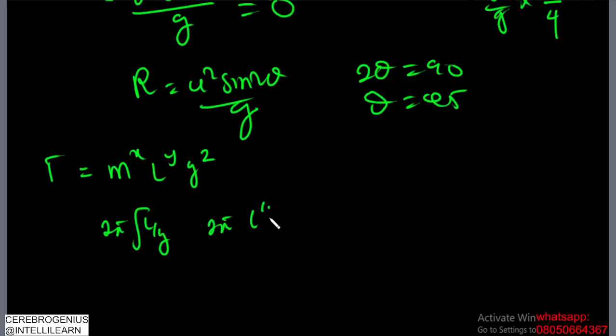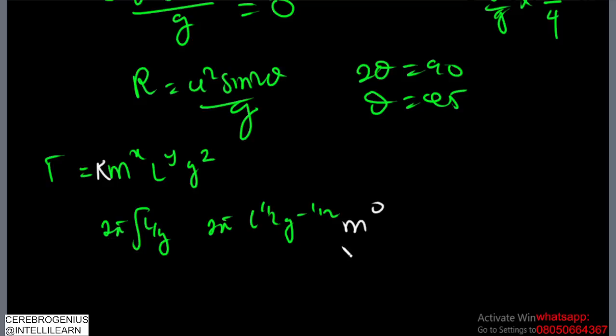then l raised to power 1 over 2, g raised to power minus 1 over 2, and I think there should be k here. Maybe the person forgot, the person left it out. Because T is not just the product of this, there is a constant which is 2 pi. So what do we do? We compare.